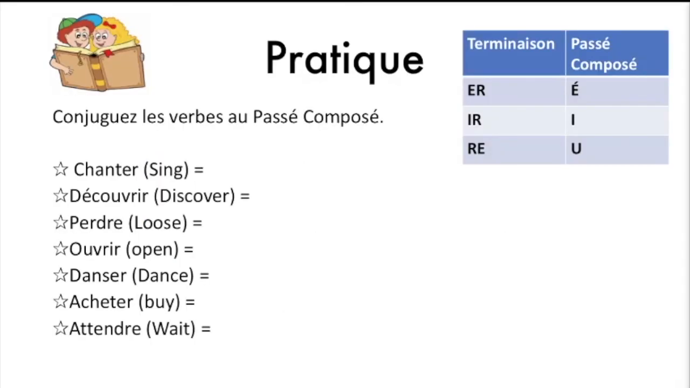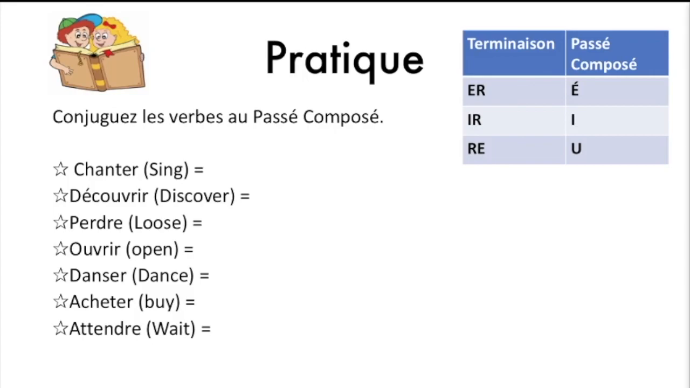So, as always, at the end of my videos, j'aime faire un peu de pratique. I like to do a little bit of practice. So, this one asks you, conjuguer les verbes au passé composé. And on the top right-hand side of the screen, I've also added our little cheat sheet to help us remember. So, the first one we have is chanter, which means to sing.